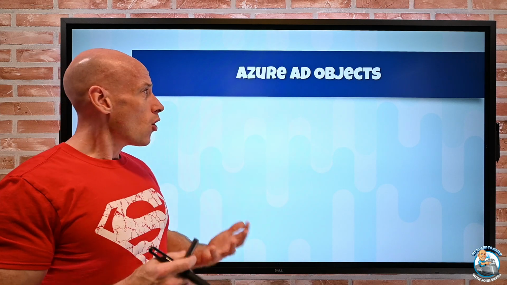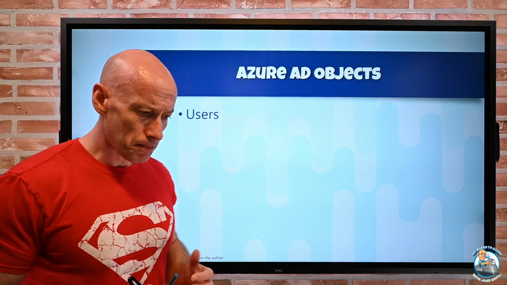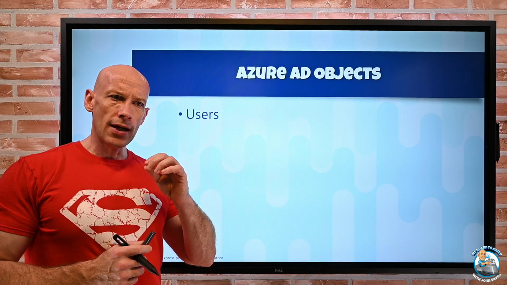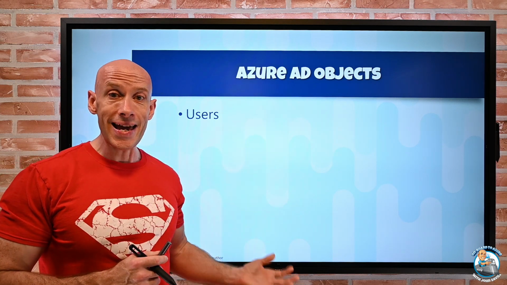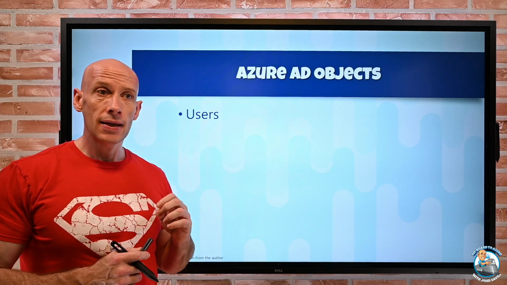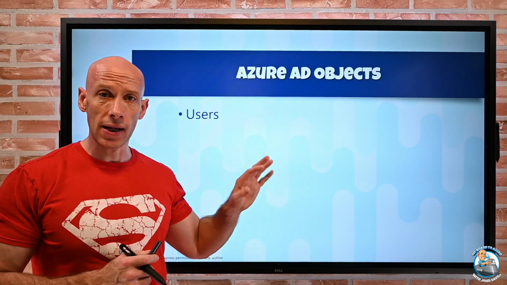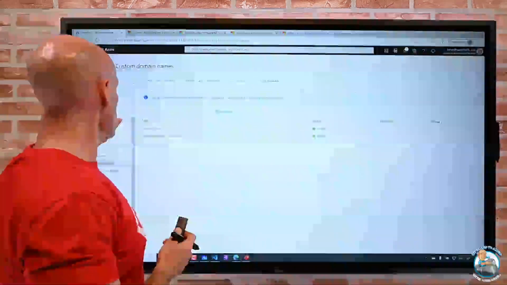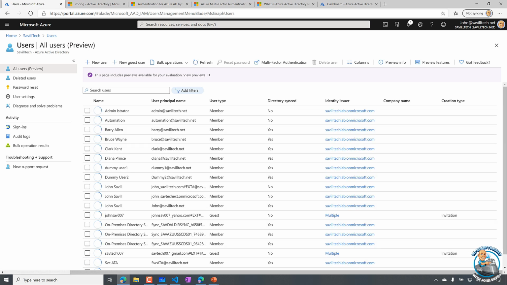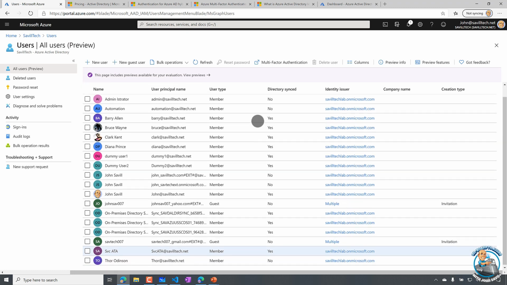Okay, so the types of objects, obviously there's users. As I talked about before, they can be users that replicate from my AD. They can be native users that I create in the cloud. I'll see that if I look at my Azure AD and look at my users, I can see the creation type. I can see if it was directory synced. So I can see no, they're all cloud ones. And I can see yes for some of my users here.